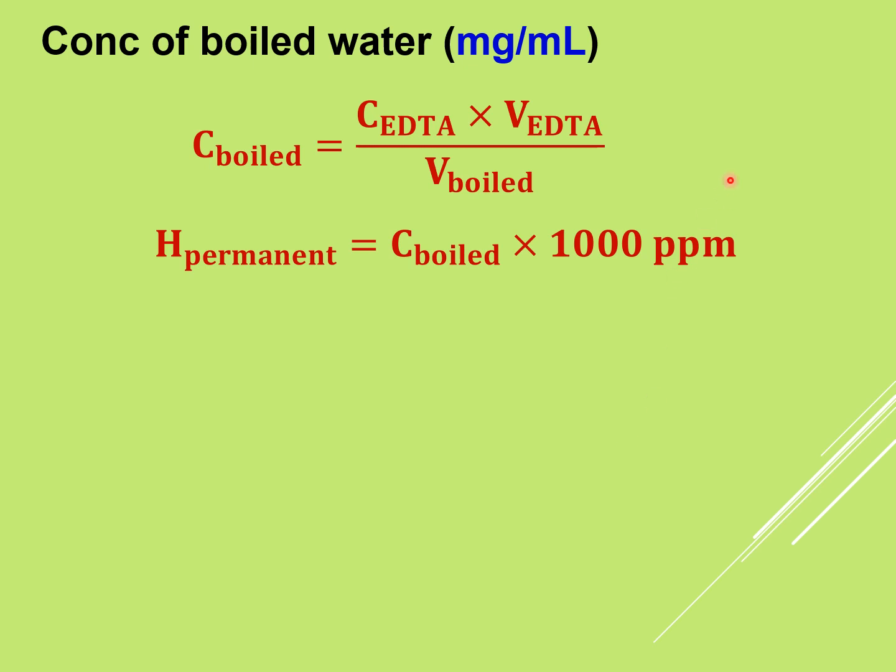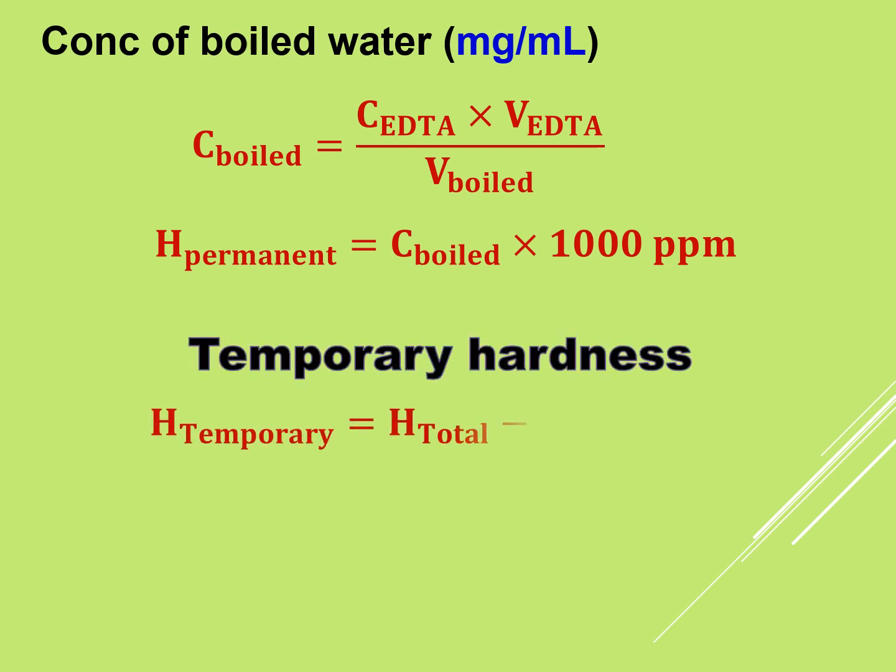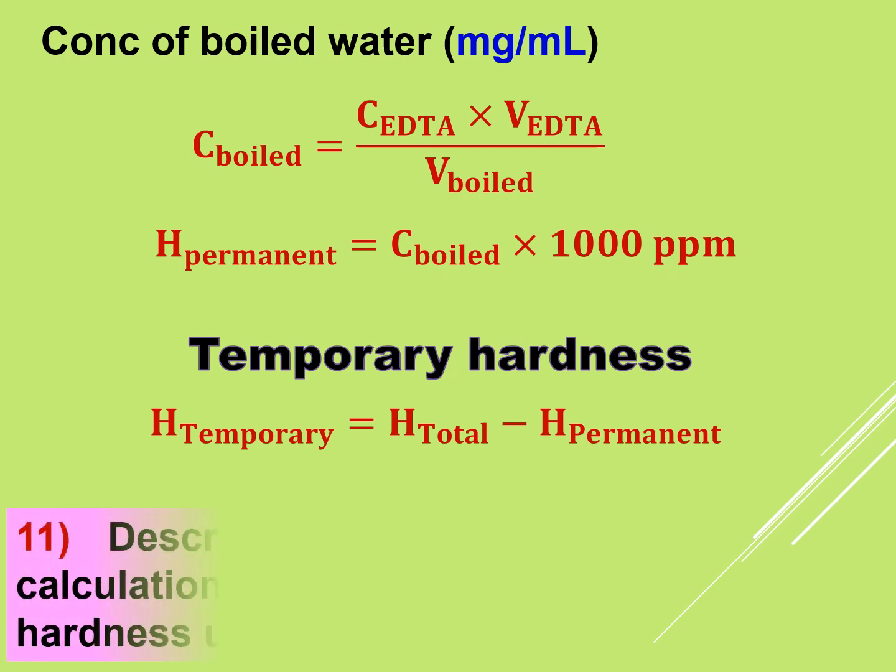So you got total hardness, you got permanent hardness. What will be temporary hardness? Subtract that. Temporary hardness is total hardness minus permanent hardness. Okay, temporary hardness will be total hardness minus permanent hardness.